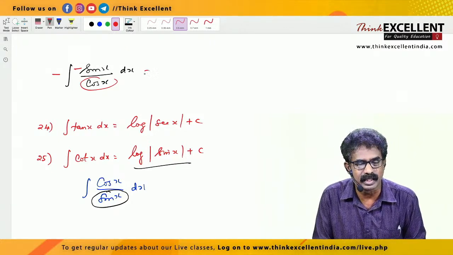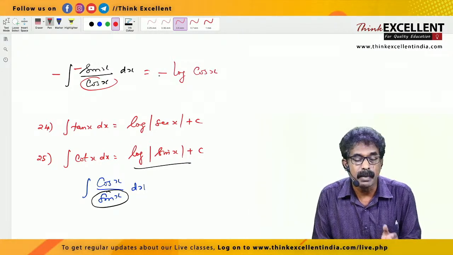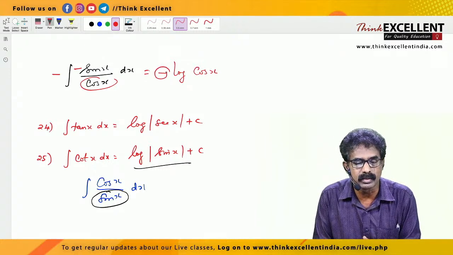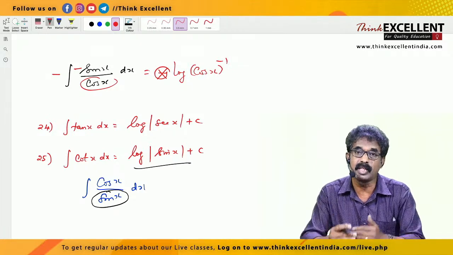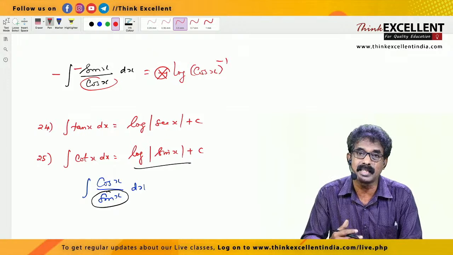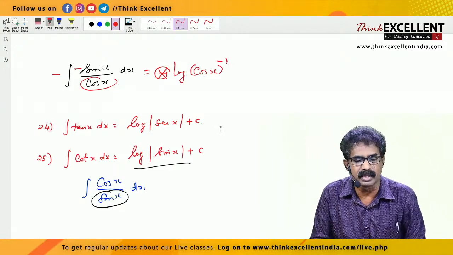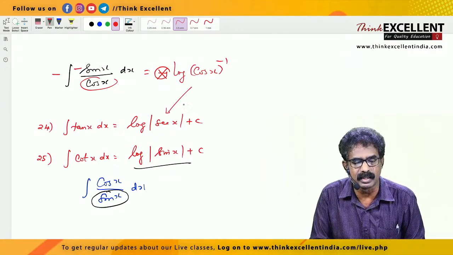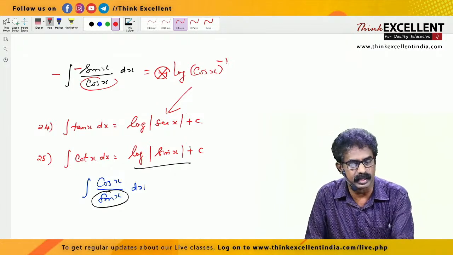So your answer is the minus outside, log of denominator, log of cos x. Apply the power rule on the minus 1. When you apply the power rule, the minus 1 goes up. So cos x raised to minus 1, a raised to minus 1 is 1 by a. So cos x raised to minus 1 becomes 1 by cos x, and 1 by cos x is secant x. Okay, that is how we are getting it.